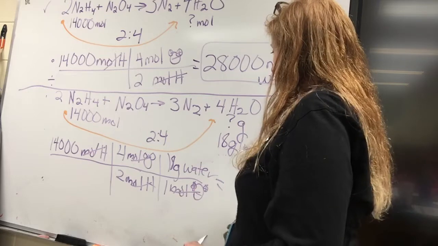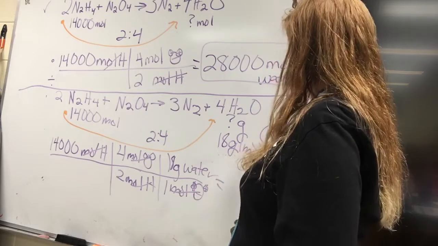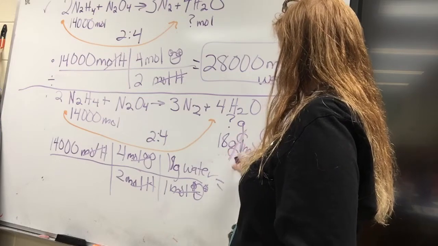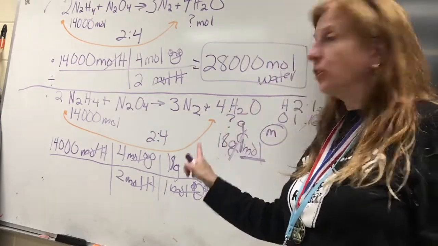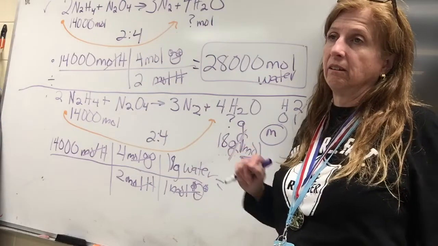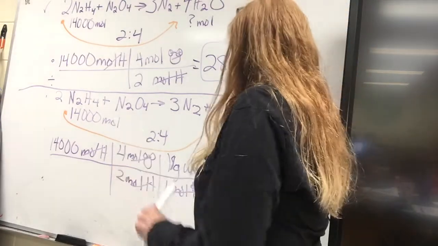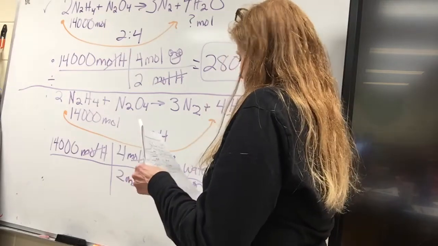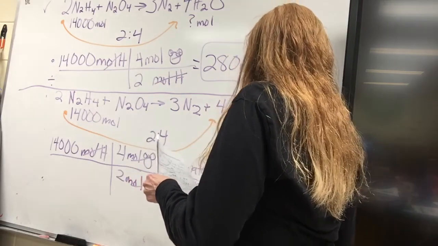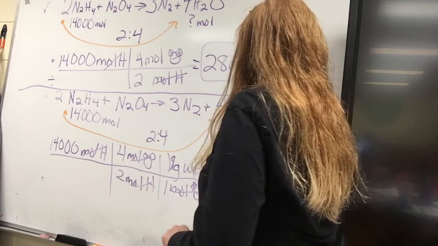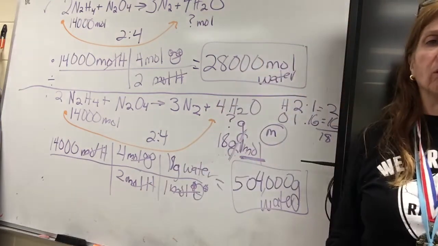Why'd you put 1 more on it? Because this mole right here has an understood 1. There's an understood 1. If it helps you to write the 1, write it. Okay. All right, so the right answer is 504,000 grams of water. So 504,000 grams of water.